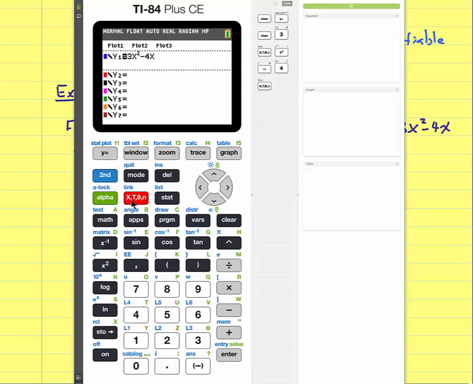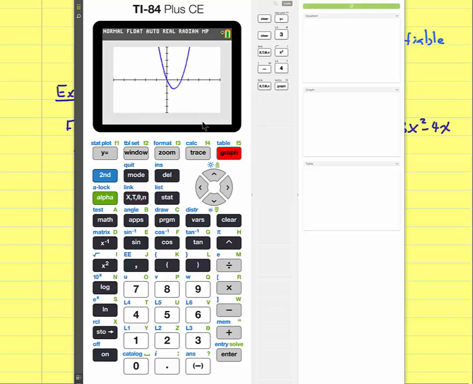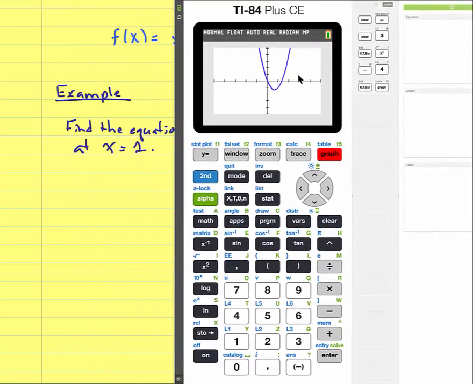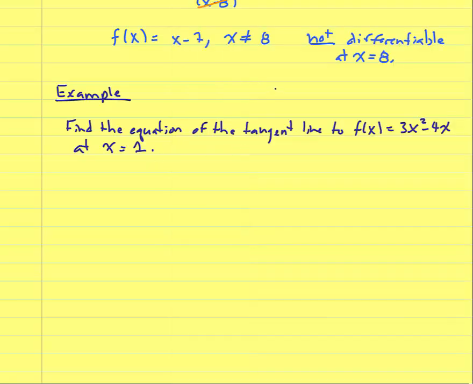So if we take a look at this, we might have to adjust our window. We won't have to adjust it too much. I'll just leave this one alone. 3x squared minus 4x, and we're interested in what's going on at x equal 1. So there's going to be some sort of a tangent line right through here, but I need to find the equation of that line first. So I'm trying to find the equation of the tangent line right here. So we need to find our slope first.